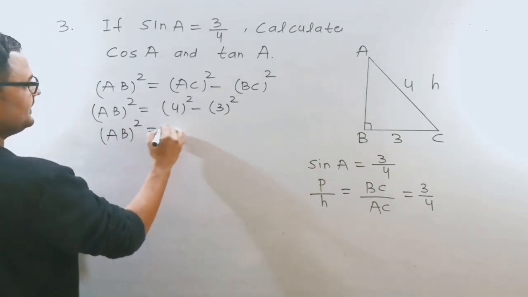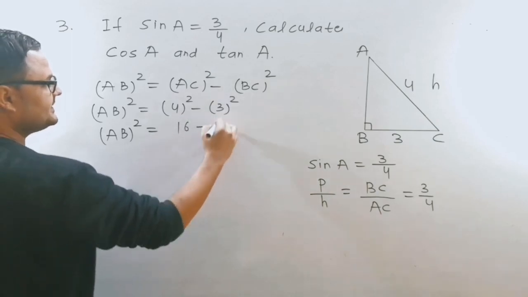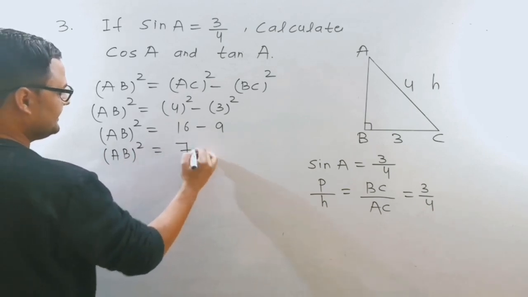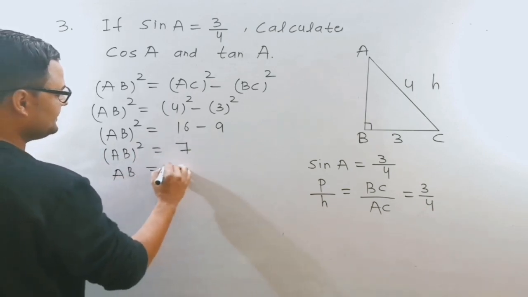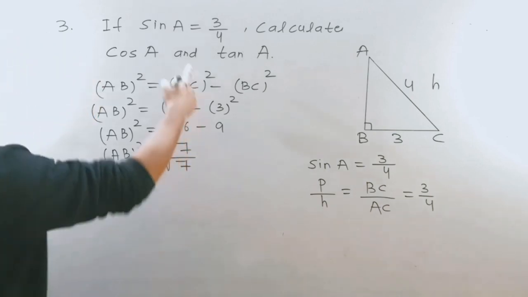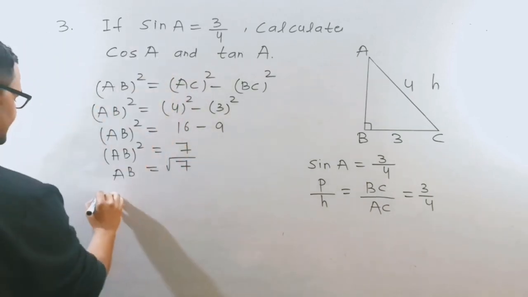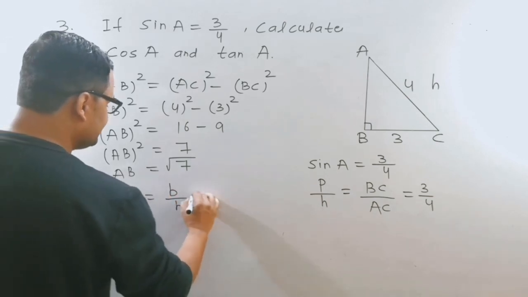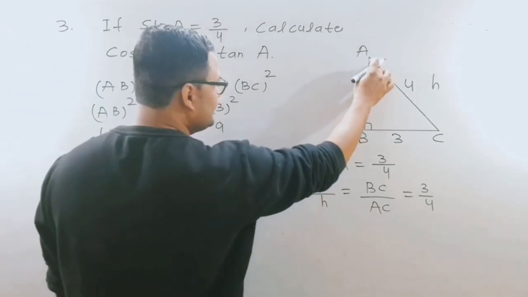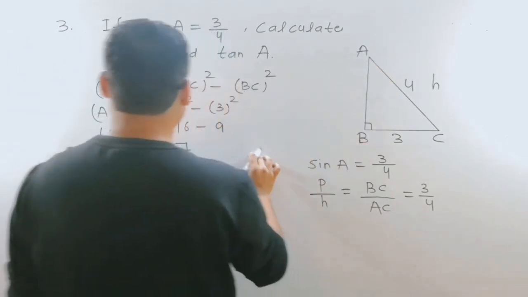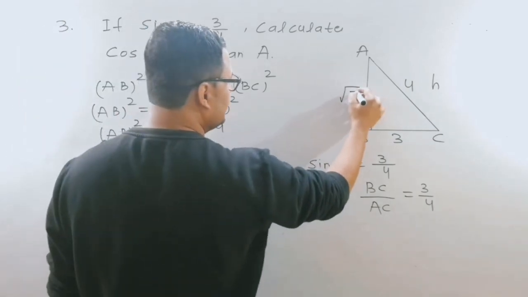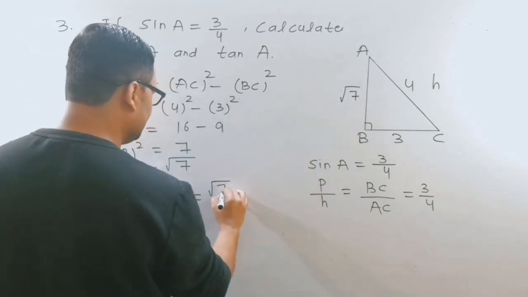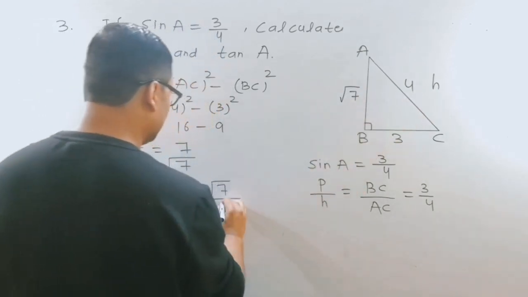So when I simplify, we got 16 minus 9, which means AB square equals 7. Then AB is going to be root 7. Now cos A, first one. Cos A equals B by H, base by hypotenuse. For this angle A, AB is the base and we got AB as root 7. So base by hypotenuse, root 7 divided by 4.